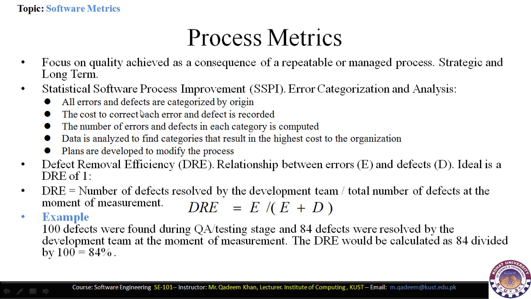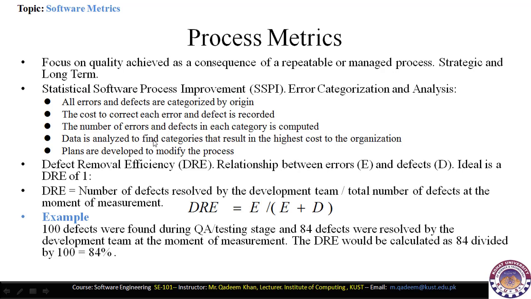So here, after categorization, we will identify different costs which include the hardware, software cost and the personnel cost, meaning the resources required to complete or correct the error, and also we will correct the defects. So all these things will be recorded. By recorded we mean that we will document all this information. The number of errors and defects in each category is computed. Here we will count the errors and defects in each category.